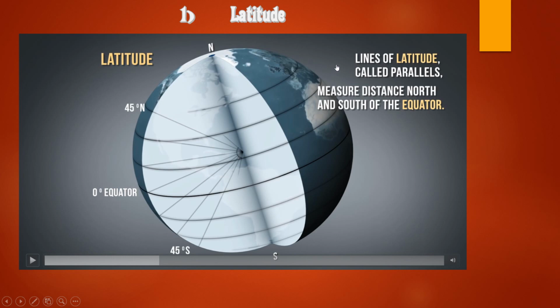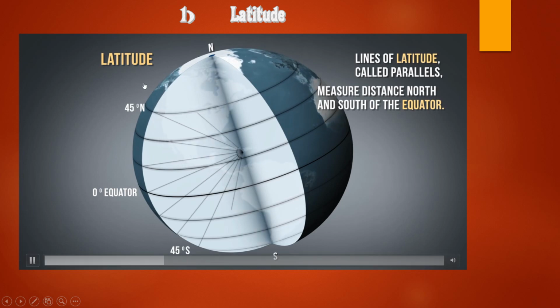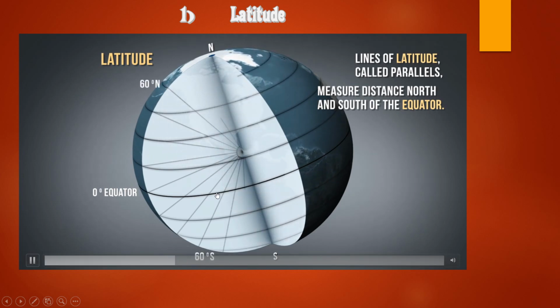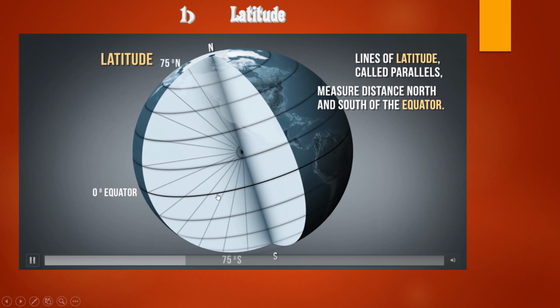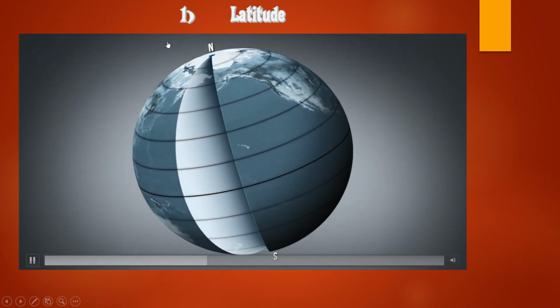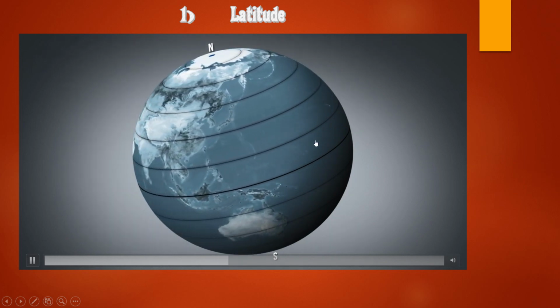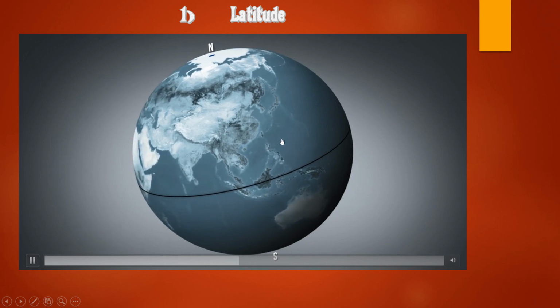The lines of latitude are called parallels. What are they called? Parallels. They measure distance north and south of the equator. If you start from here, it is 0 degree, and when we reach the north and south, you will come to know that this is finally 90 degree. 90 degree north, 90 degree south. So this was about the latitude. You can see how the latitudes are drawn.